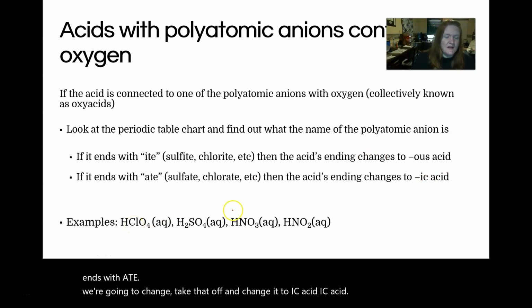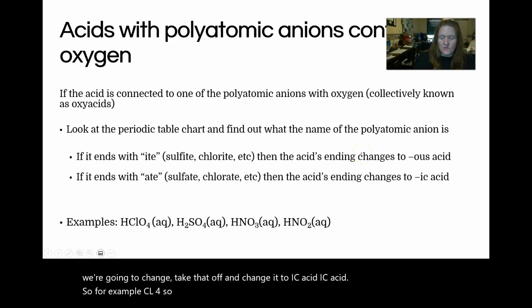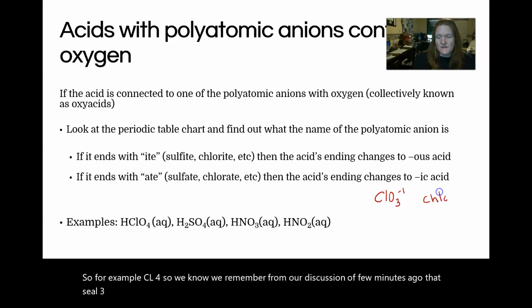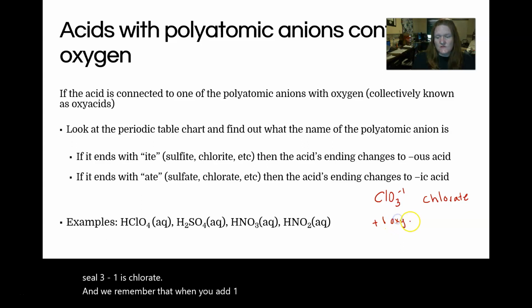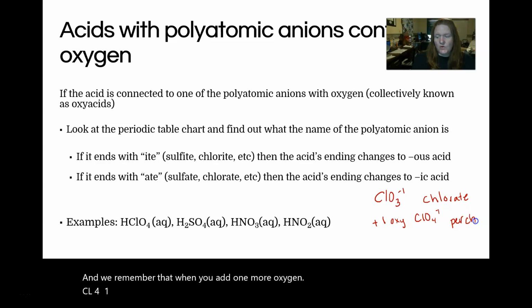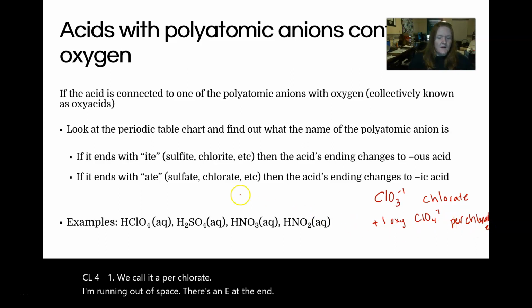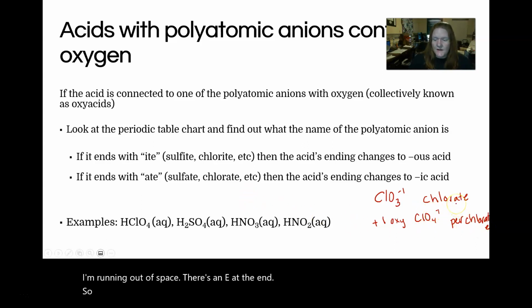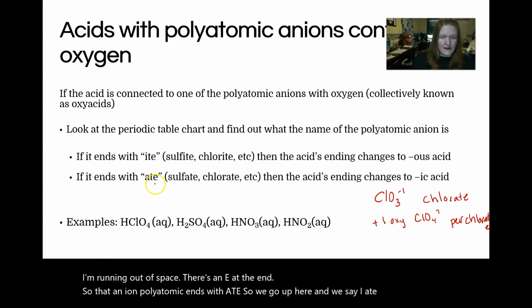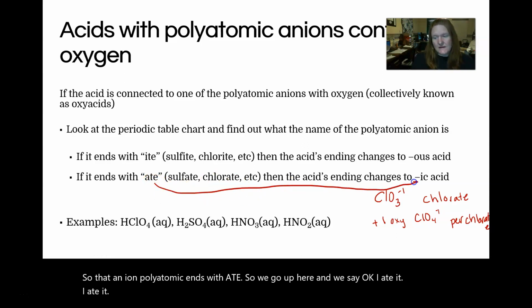So, for example, ClO4. So we remember from our discussion a few minutes ago that ClO3 minus 1 is chlorate. And we remember that when you add one more oxygen, like ClO4 minus 1, we call it a perchlorate. I'm running out of space. There's an E at the end. So that anion, that polyatomic, ends with ATE. So we go up here and we say, okay, well, I ate it, and it was icky.